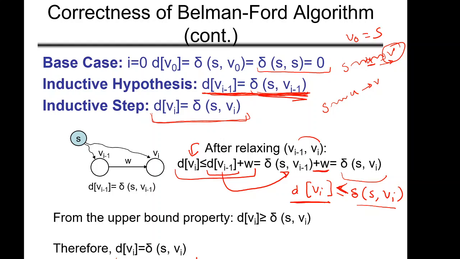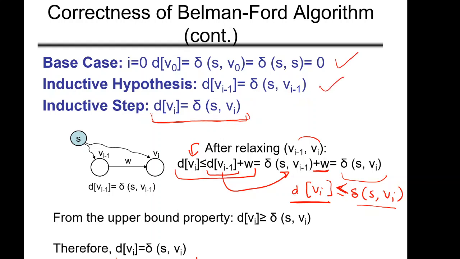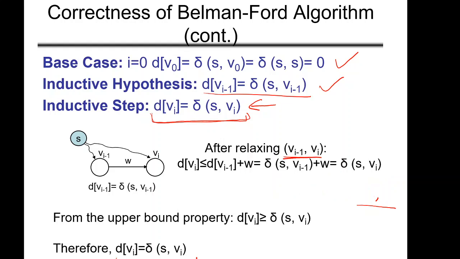I'm repeating once again here. We have proved it using induction. We have considered the base case, and then through the inductive hypothesis we assume this is true for d of Vi minus 1, where we have the shortest path weight. Now we have to prove this. To prove this, let's relax this edge. After relaxing this edge, what we have in our hand is this inequality.